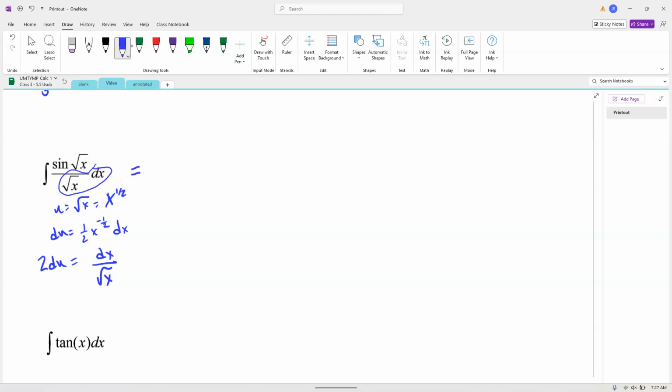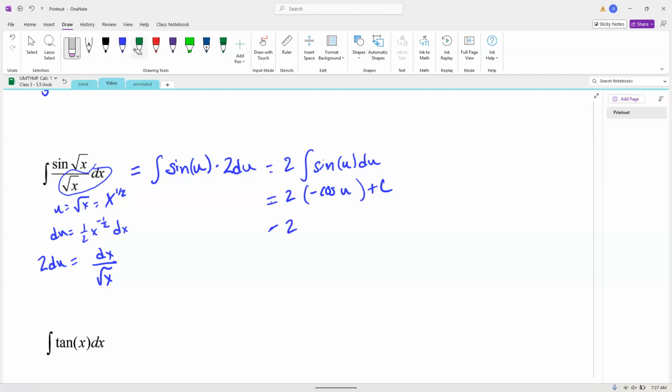Okay, so I think this whole thing with u substitution can transform into integral sine of u times 2 du. Okay, pull the 2 out. Integral sine of u du. This would be 2 times negative cosine of u plus c. Substitute back in. We get a final answer of negative 2 cosine square root of x plus c.